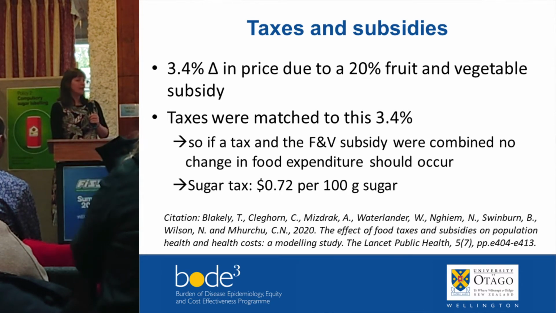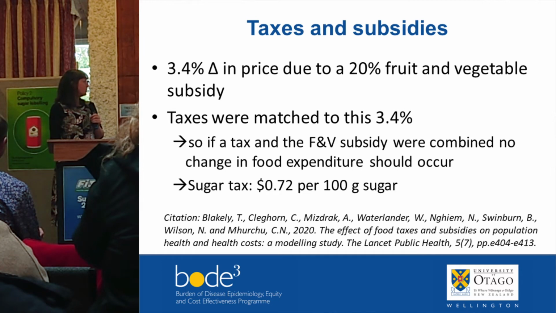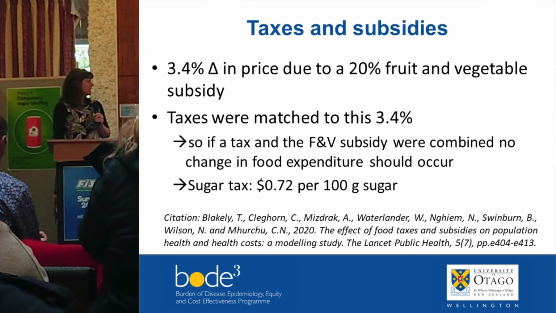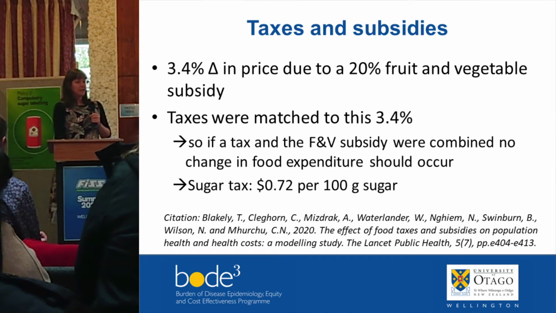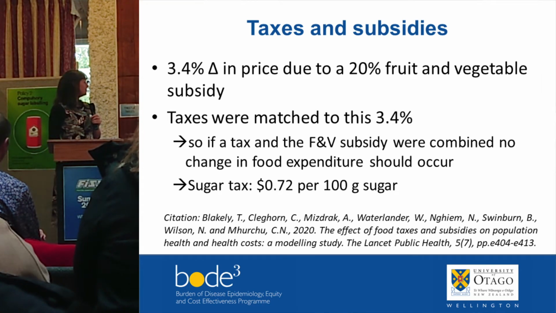The levels are based on a 20% fruit and vegetable subsidy, so we calculated the expected change in expenditure for a 20% fruit and vegetable subsidy, and that would decrease the cost of the average diet by 3.4%, and then we matched the taxes to that decrease. So the sugar tax we're presenting on, the 72 cents per 100 grams of sugar, would increase the cost of the average diet by 3.4%. So if you implement both of those at the same time, you expect no change in the cost of diet.